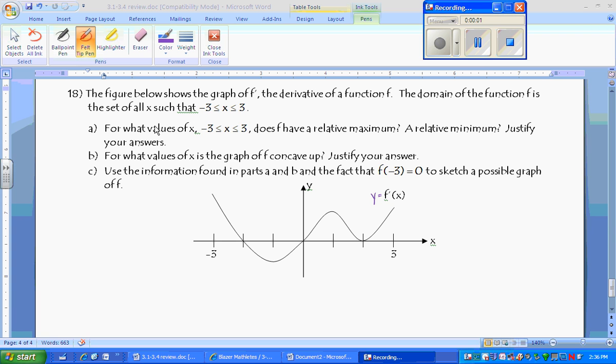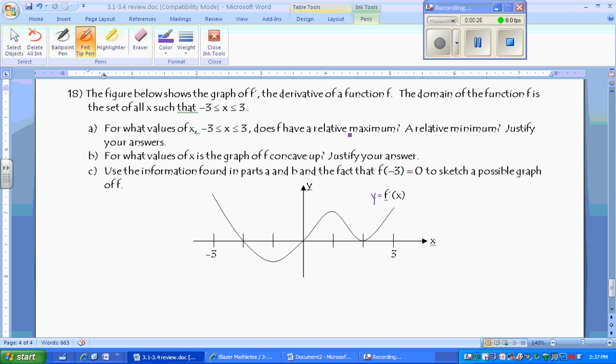Number 18 gives us the graph of the derivative of f of x. So y is equal to the derivative of f of x on this graph. For what values of x between -3 and 3 does f attain or have a relative maximum, relative minimum? Justify your answers. So relative maximum, we need to ask ourselves, how do we normally do that?